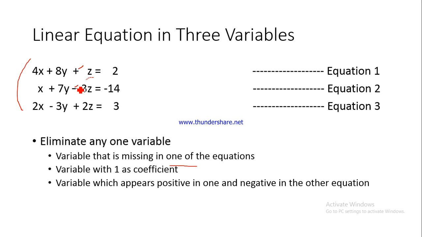Let's say in the first equation we have plus z, and in the second equation we have minus z. Here it is minus 3z, but suppose it is minus z. Then how do you eliminate z? You simply add up both equations. So plus z minus z would add up to become 0. Is this fine? And that is why it is said to look for a variable that is positive in one and negative in the other equation.